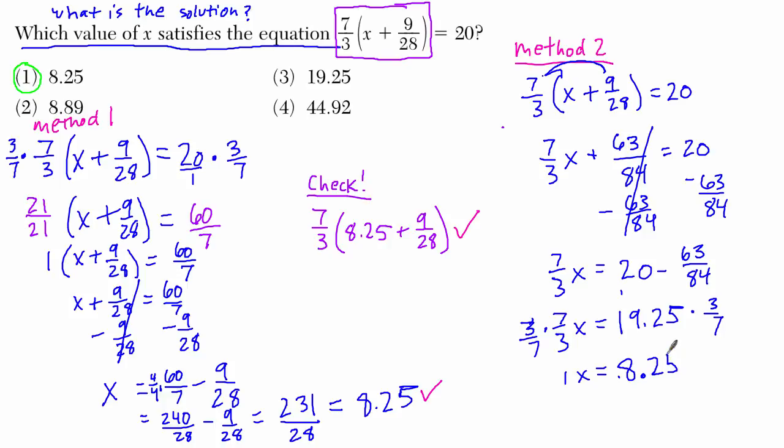Oops. That is not intended to be a decimal there. So where's that? So we have 1x is equal to 8.25, which is, of course, x equals 8.25, which is the exact same answer we got in the other method.